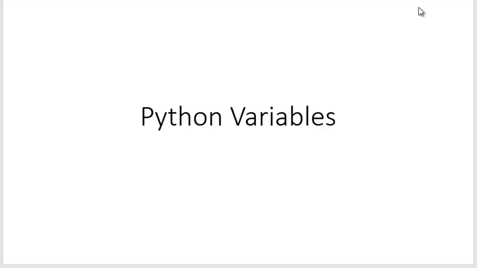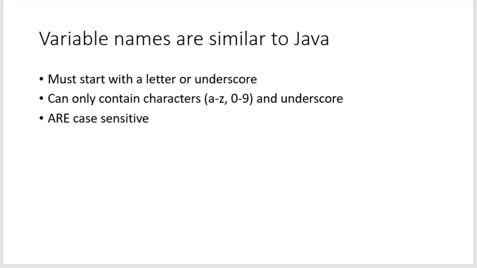For this video, we're going to discuss Python variables. Let's get started. First of all, the good news is that Python variables, when you go to create variable names, they're just like Java. So you can't start with a number and you can't start with a weird character, but you can start with a letter or an underscore.